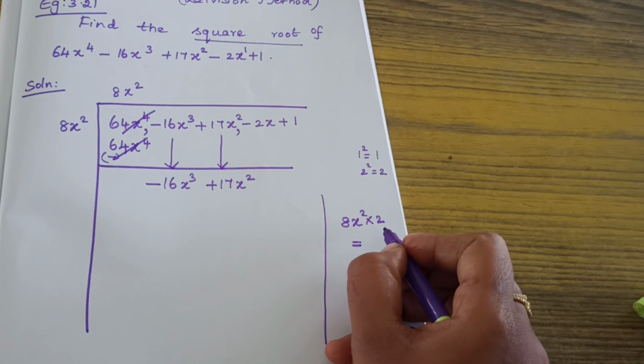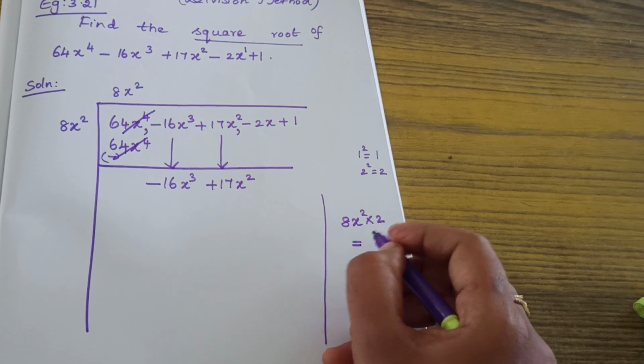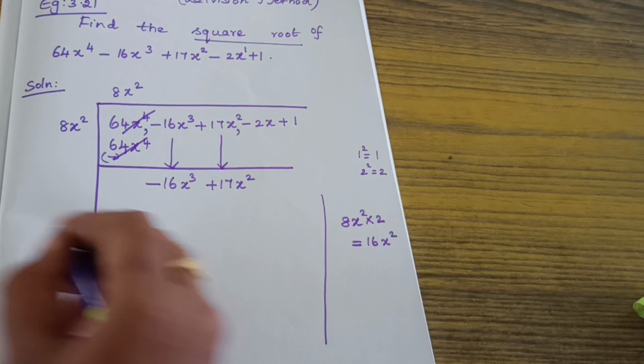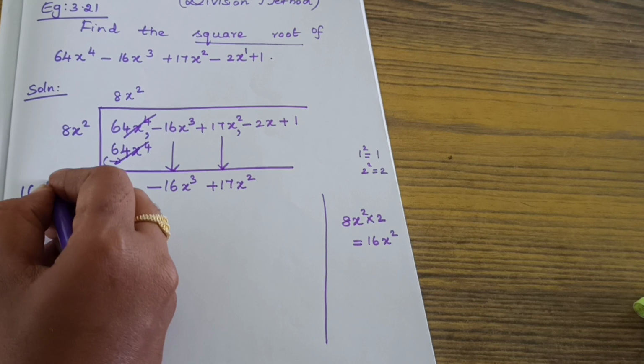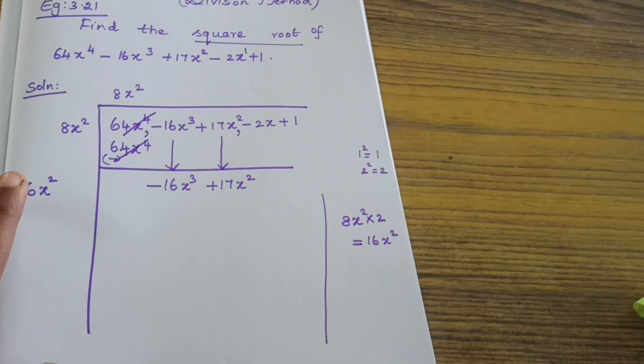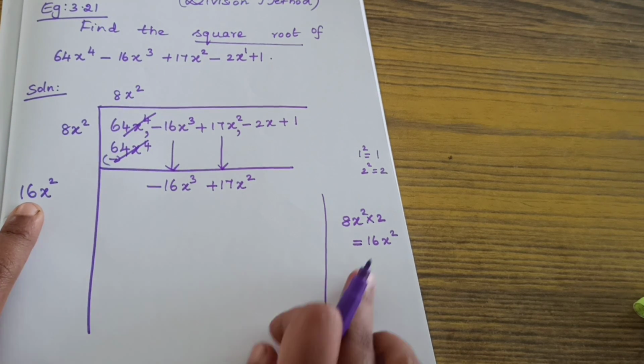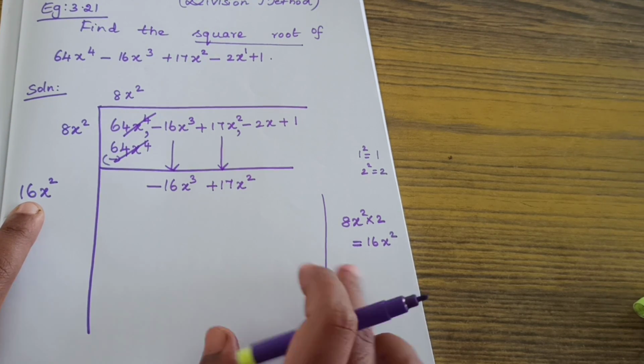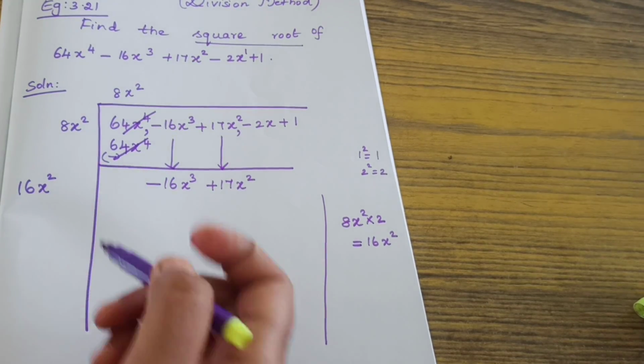You need to multiply only by 2, okay. So, here 8 2s are 16, then x square. So, here 16x square. This is for writing the new term. So, be careful while writing the new term, you need to multiply it by 2. Then, we need to write the next term.